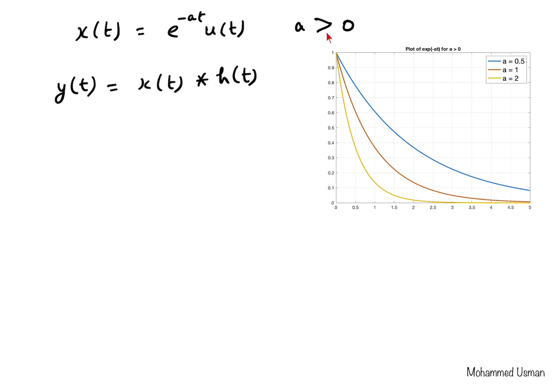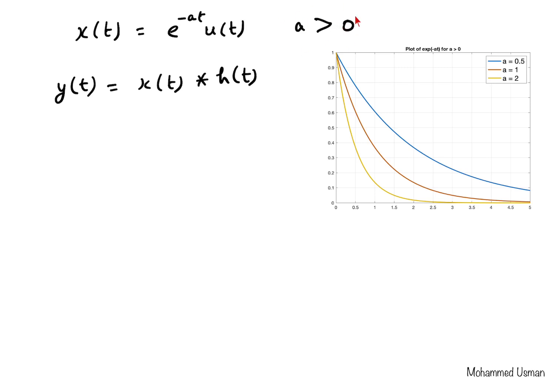As the value of a increases more and more, we see that this exponential signal is decaying faster. For a equal to 0.5 it is decaying slowly, for a equal to 1 it is decaying faster, and for a equal to 2 it is decaying even faster. So basically, as a increases, the rate of decay of the signal is increasing.